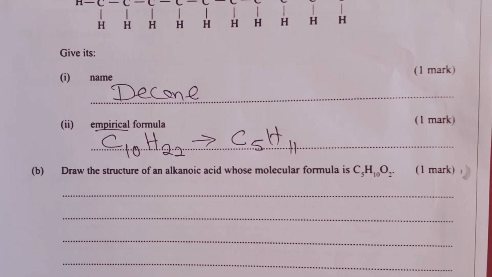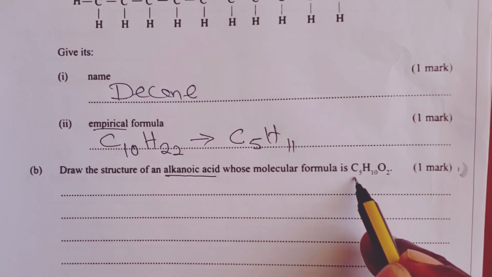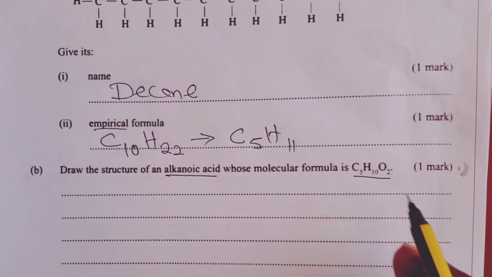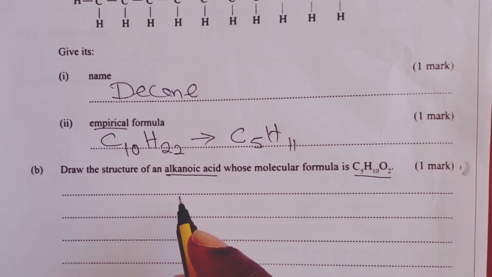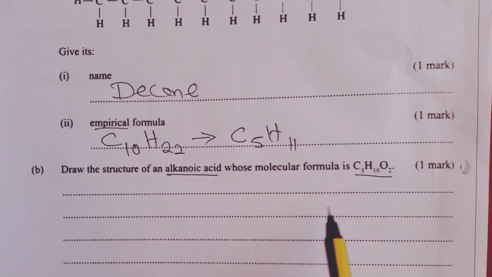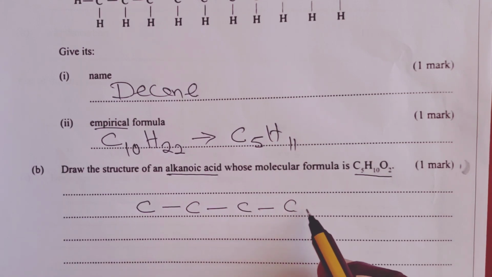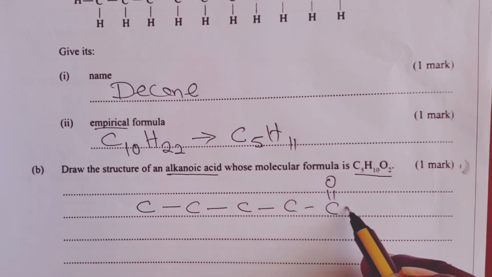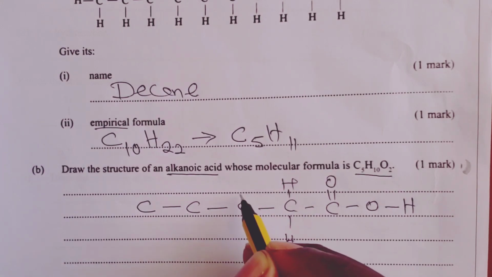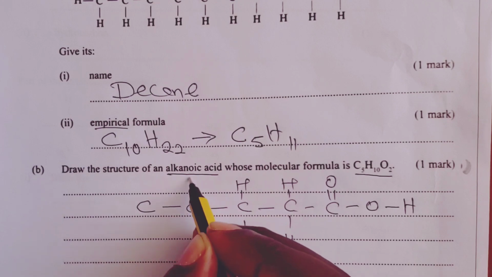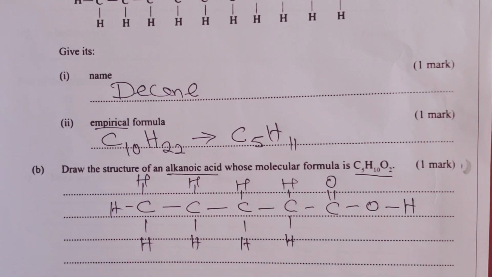We are then told to draw the structure of an alkanoic acid whose molecular formula is C5H10O2. Alkanoic acids usually have C double bond OH as the functional group. The number of carbons are 5. So we would simply draw them in a straight chain and have the OH at the terminal carbon. And then we shall now complete the structure by putting in the other hydrogen atoms. This is what we call pentanoic acid.